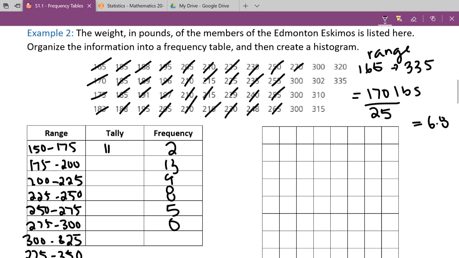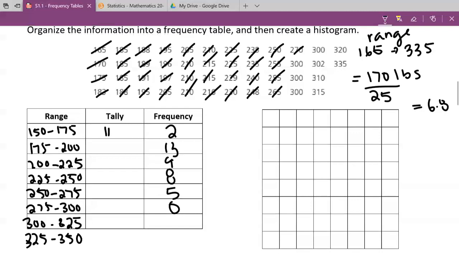And that's okay to have columns with 0. We want to make sure we're constant, right? We don't want to skip over a bin just because there's no values in it. 300 to 325, 1, 2, 3, 4, 5, 6, 7, 8. And then there was only one value between 325 and 350. So let's set up our histogram now.